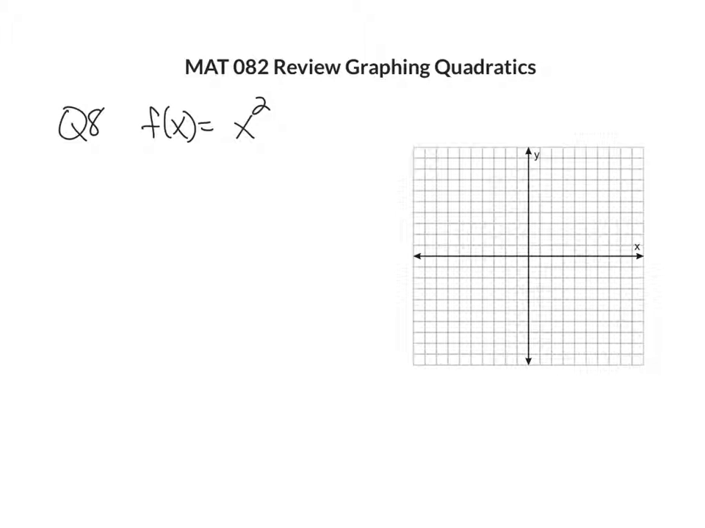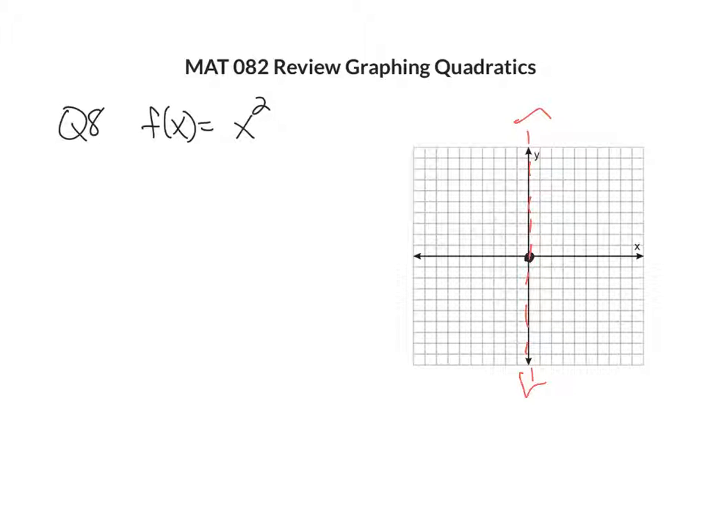Question number 8 is f of x equals x squared. This is the most basic form of a quadratic. We don't have a plus or minus or anything that goes with it. So I know that my vertex is going to be at 0, 0. There's been no shifts. That also means that the axis of symmetry is there.